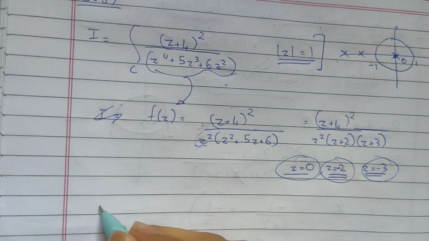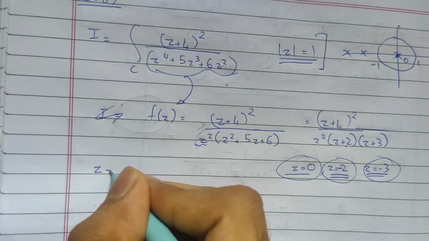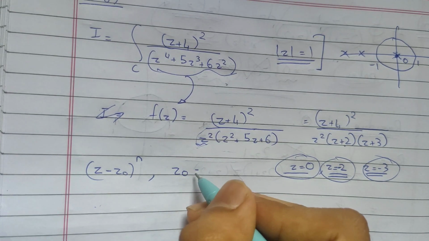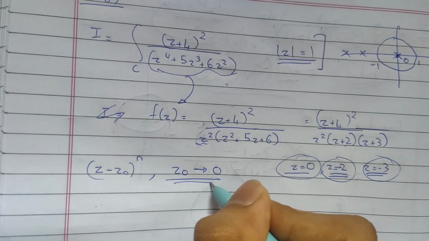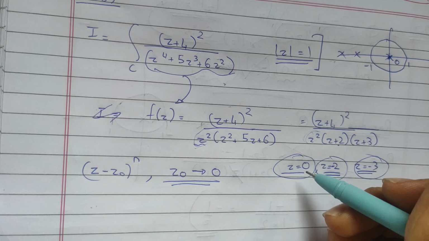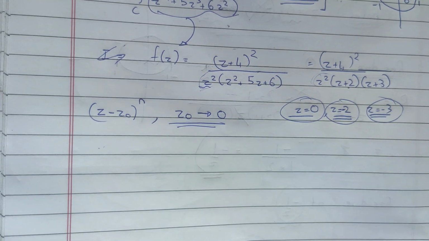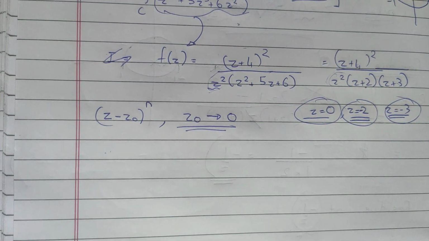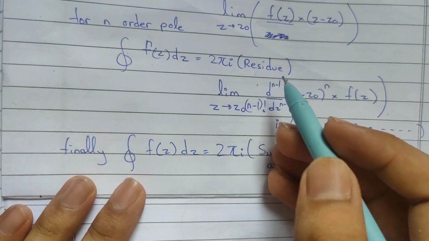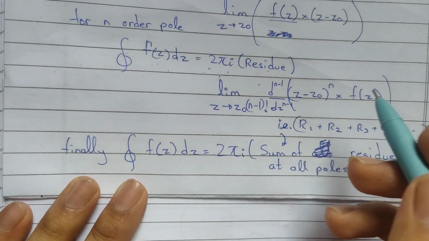However, as you can see, this is of the form z minus z naught raised to n, where z naught is 0. We are not concerned with the other points, but this point, to be more precise. If we get something of this form, we call it an nth order pole. So the integration of this function is equal to 2 pi i times the residue. That is just the normal formula.